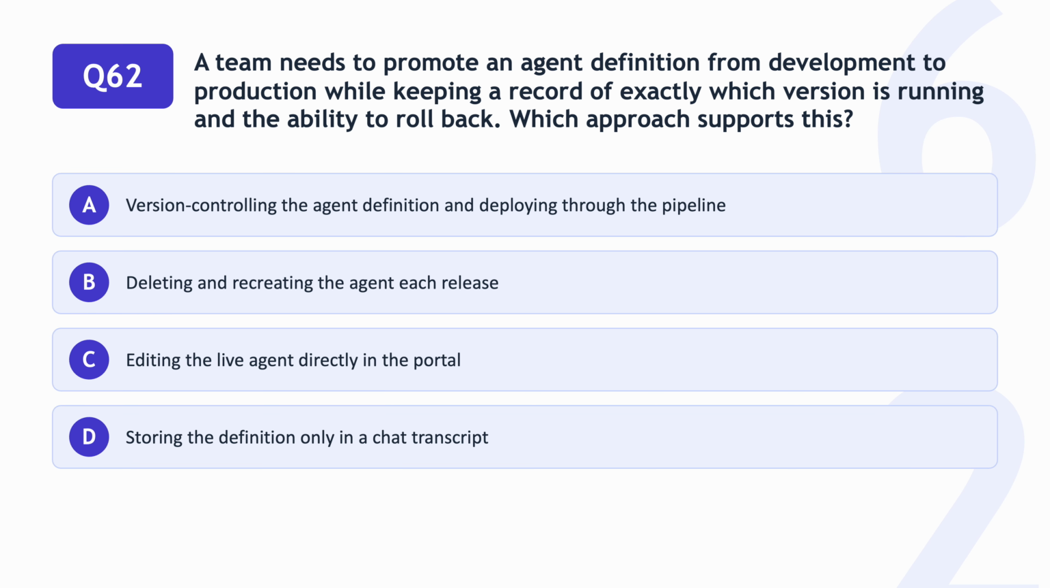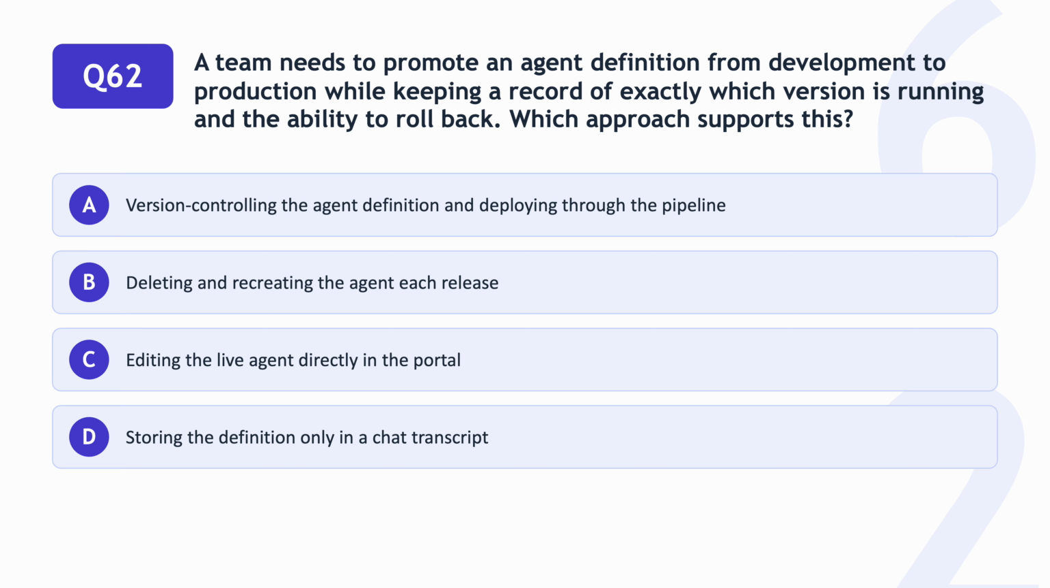Question 62. A team needs to promote an agent definition from development to production while keeping a record of exactly which version is running and the ability to roll back. Which approach supports this?